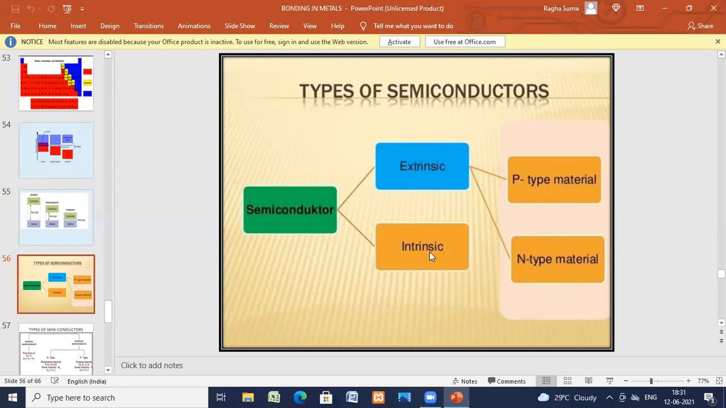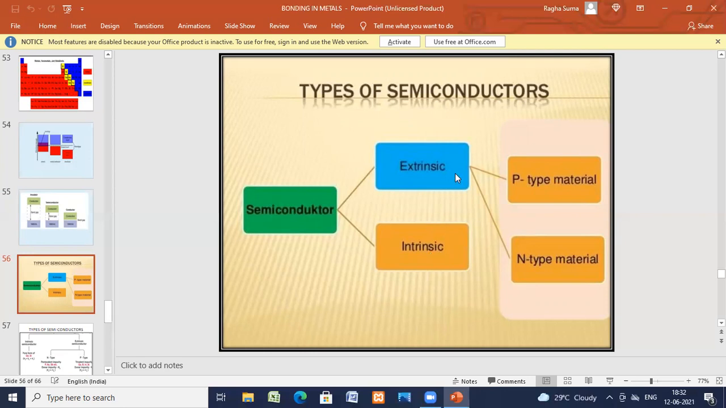In an intrinsic semiconductor, the number of conduction electrons will be equal to the number of vacant sites or holes in the valence band. So this is the carrier concentration of the intrinsic semiconductor.